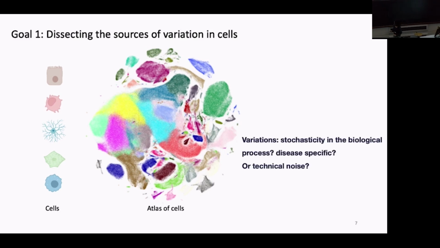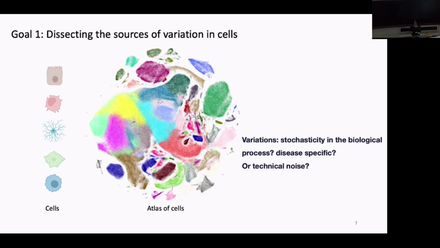But as I said, these cells are different from each other. Also, we can see that on this UMAP, for example, they are located in different places. And these variations, sometimes it's just because of the stochasticity in the biological process. So two neurons in my brain, even though they have the same genome and the same function, and even if they are very close to each other, are still slightly different from each other. And this is just a natural, stochastic variation across similar cells.